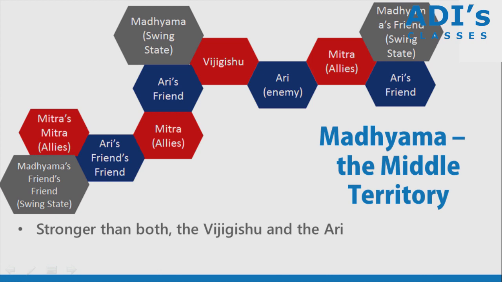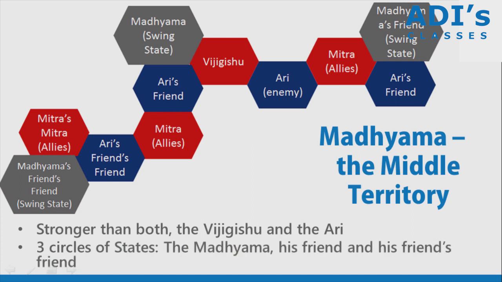Once again, here there are 3 circles of states. The Madhyama, his friend and his friend's friend. So the Madhyama is the middle territory and he can play a very important role in the outcome of a fight between the Vijigishu and the Ari. And the Madhyama is generally stronger than Ari and the Vijigishu.